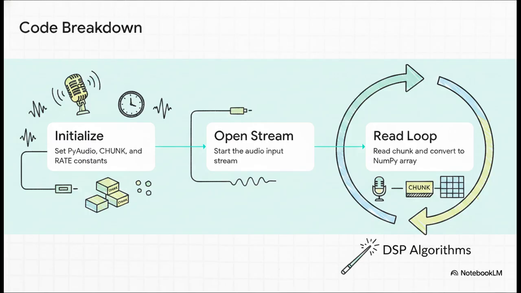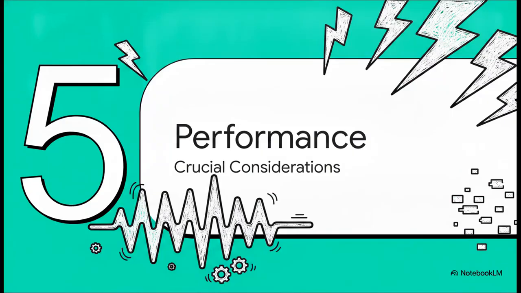Finally, we hit the heartbeat of the application, the while True loop. This infinite loop constantly reads a chunk of raw data from the stream and immediately uses a function like np.frombuffer to convert that raw data into a NumPy array. And right there, inside that loop, is where you apply your DSP algorithms to the array. That is the exact moment the magic happens. Which brings us to our final stop.